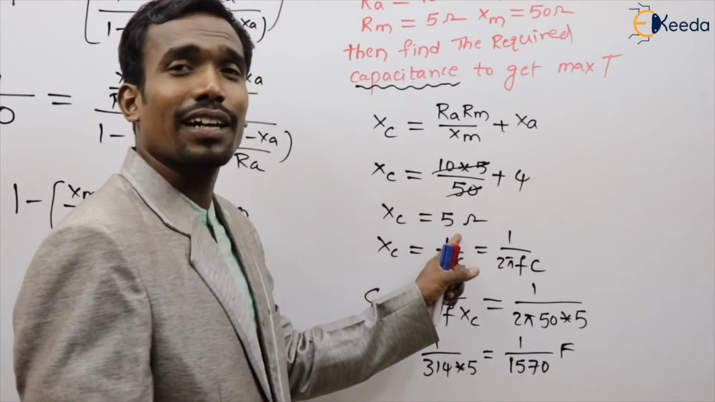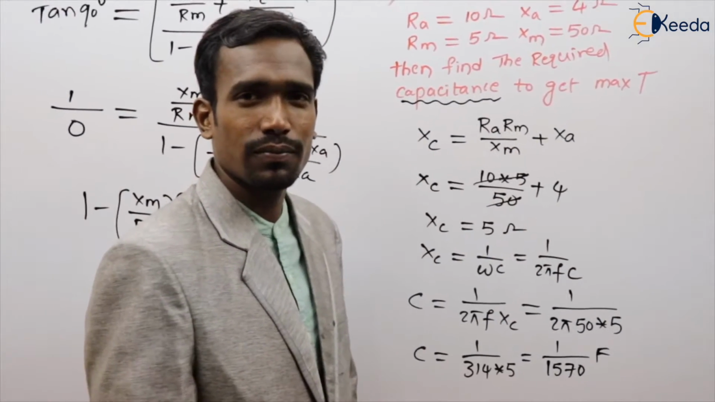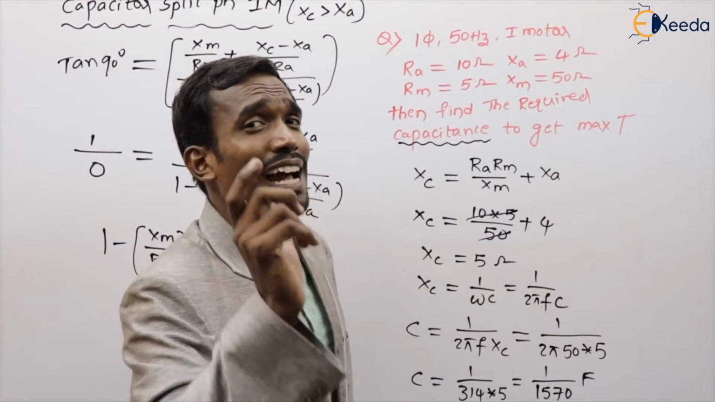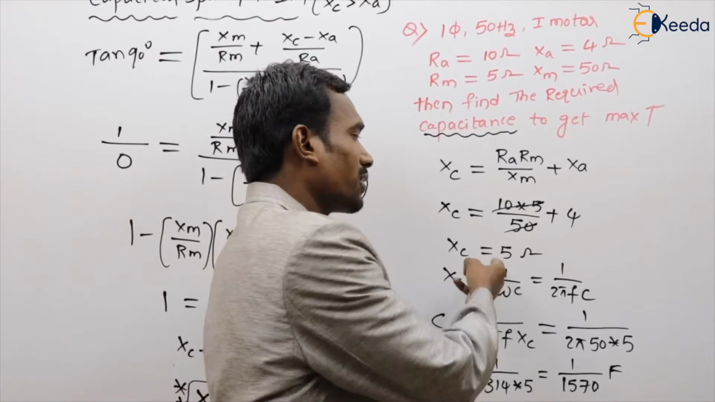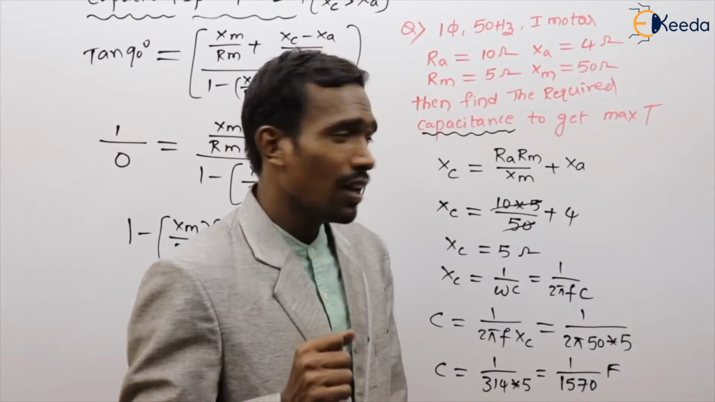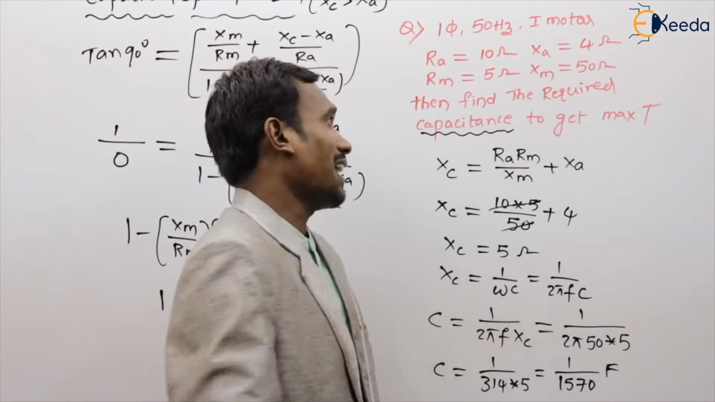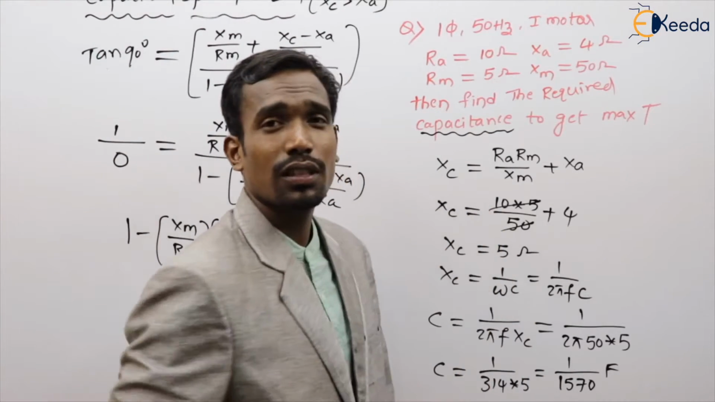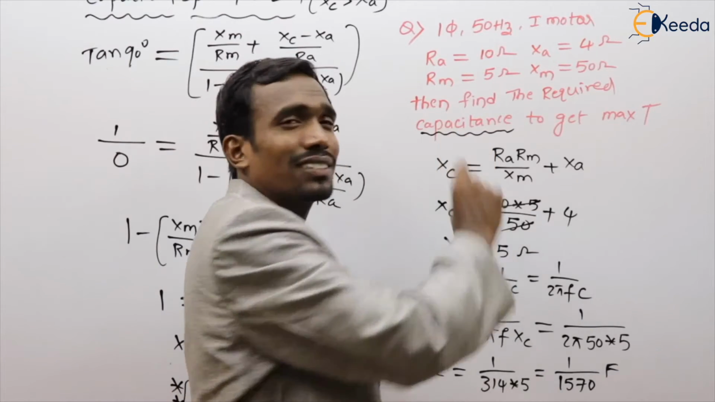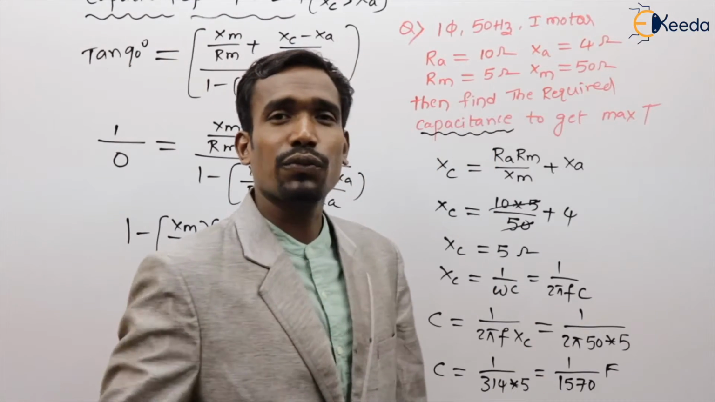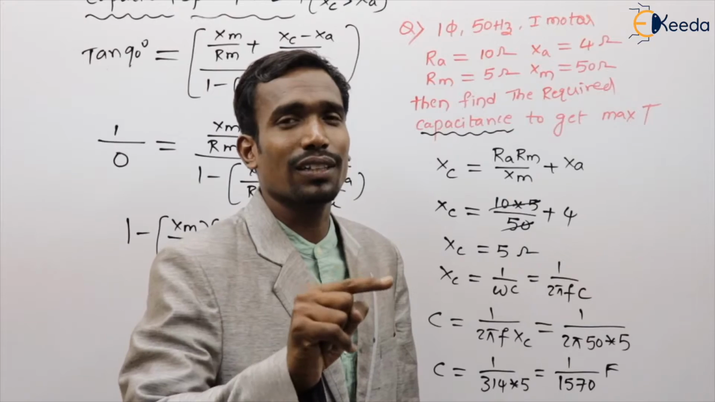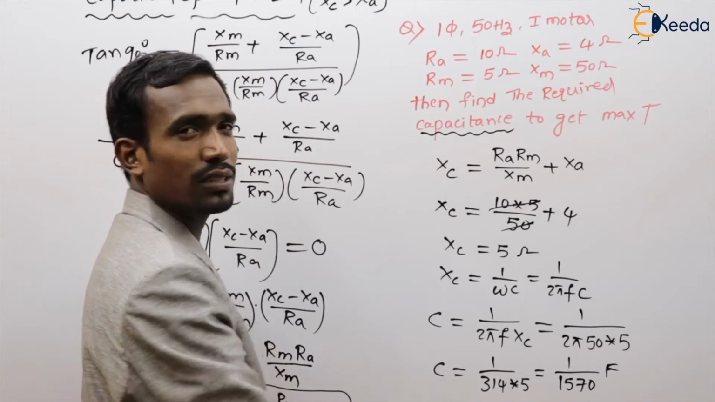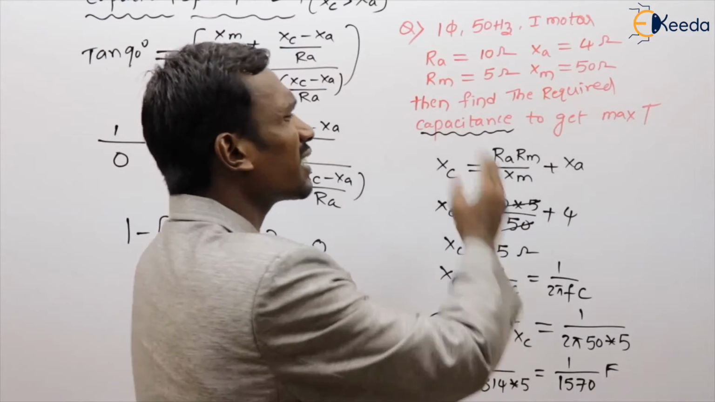5 is not the correct answer for my question. If he asked you to find the capacitive reactance, you can put the answer 5 ohms. But if I asked you for capacitance, the answer is 1 by 1570 farads. Be careful. This is very important.